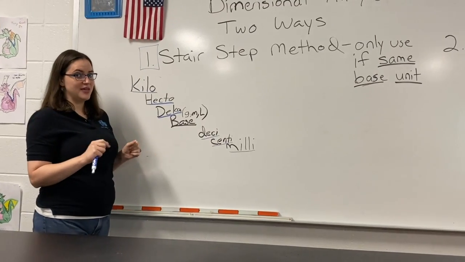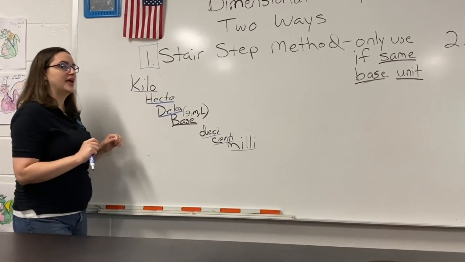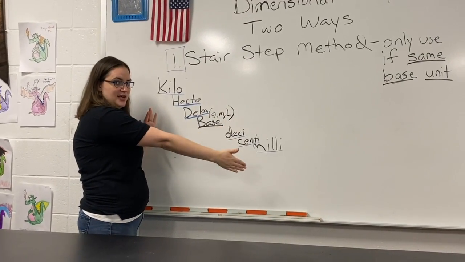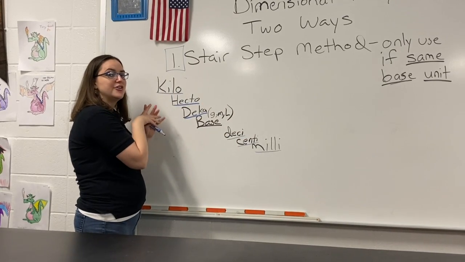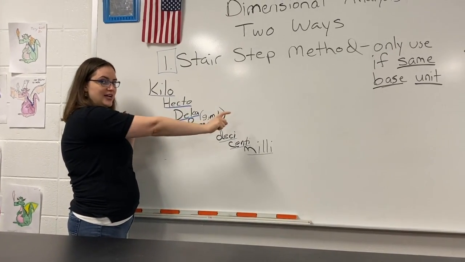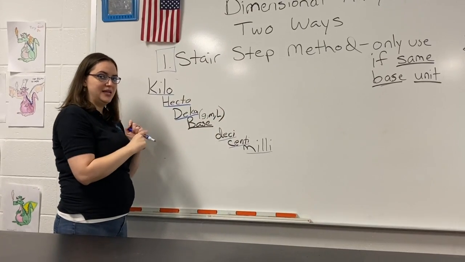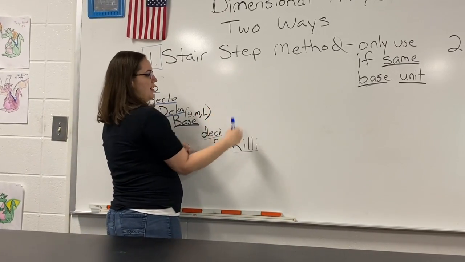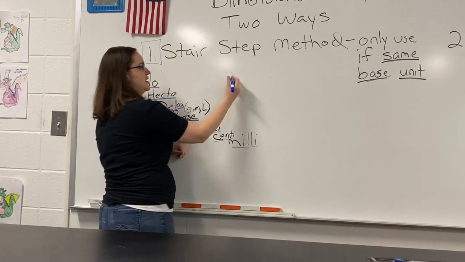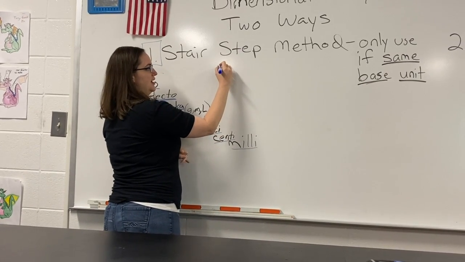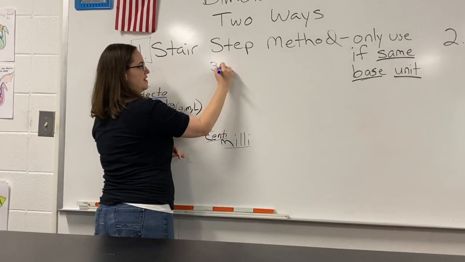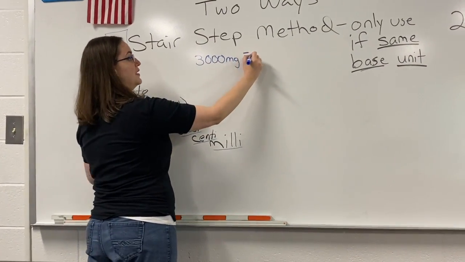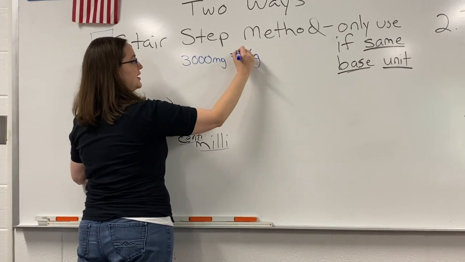The way the stair-step method works is actually really simple. You take your decimal place and you move however many steps you take down or up the staircase, and you move the decimal place in whatever direction you're traveling. Let me give you an example. Let's use milligrams to kilograms. Let's say that we have 3,000 milligrams, and we want to know how many kilograms that is.